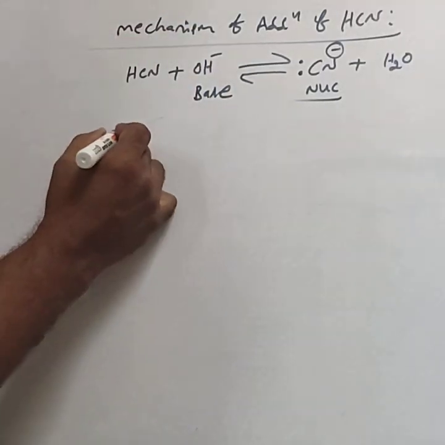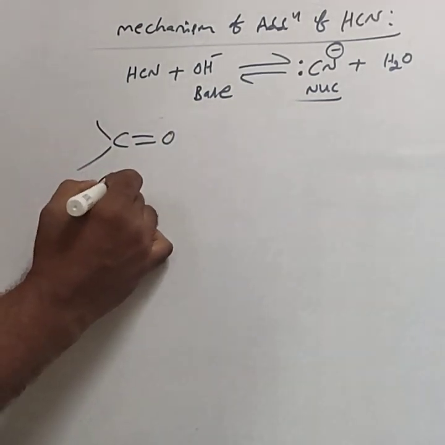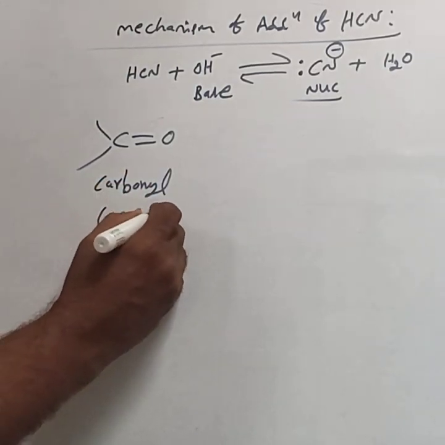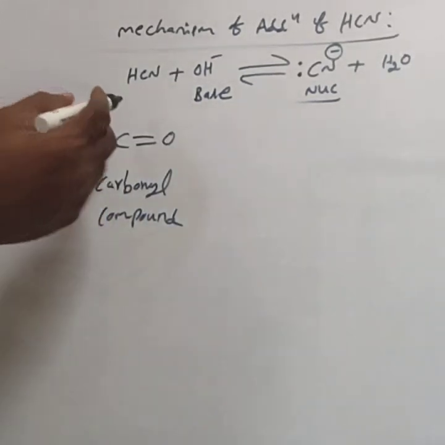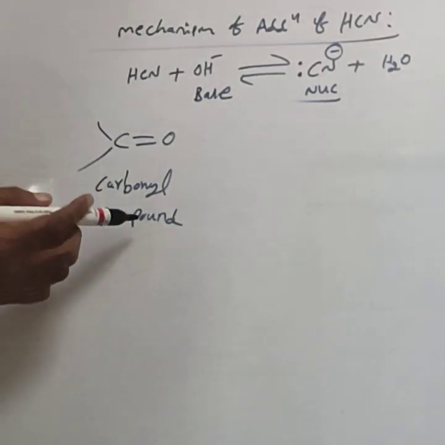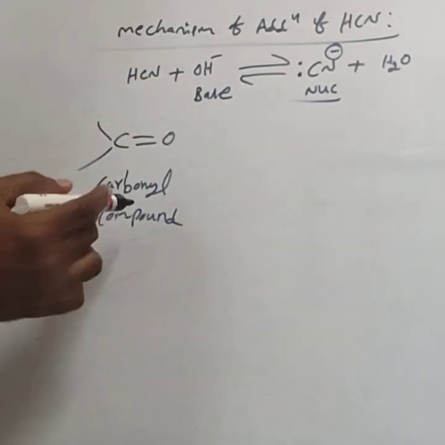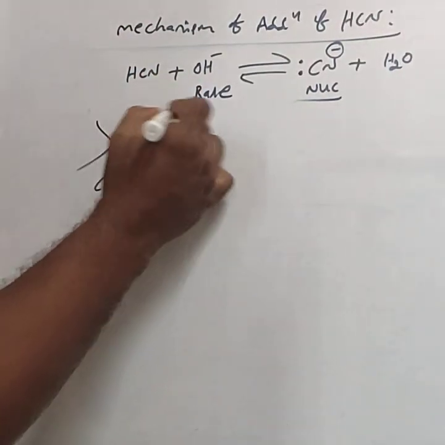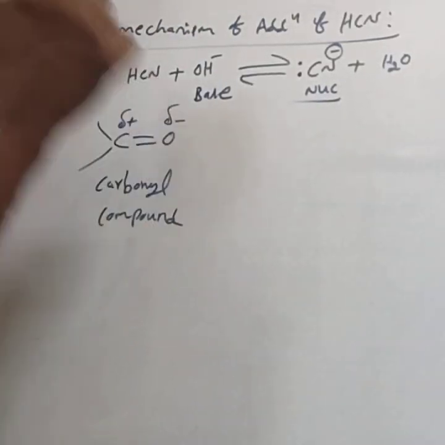Then you take the carbonyl compound, C=O. That carbonyl compound may be either an aldehyde or a ketone. If it is an aldehyde, here you write R, here H. If it is a ketone, then on both bonds you write R. Generally, they are considering a carbonyl compound. Then mention the polarities. Oxygen, being more electronegative, gets delta minus; carbon gets delta plus.